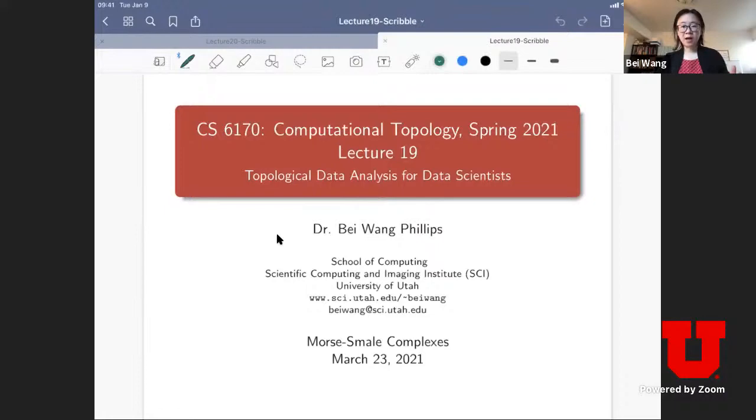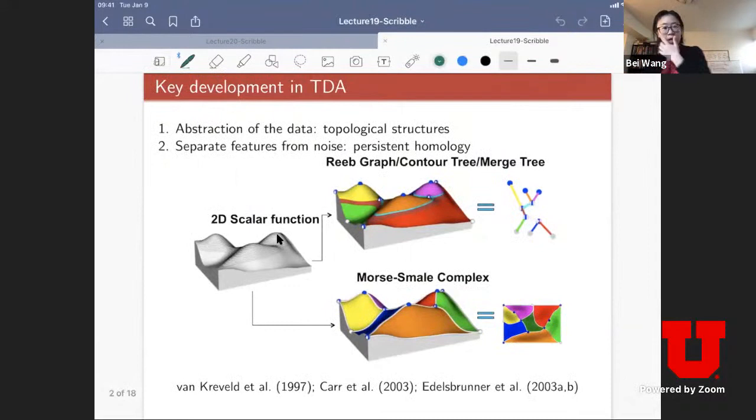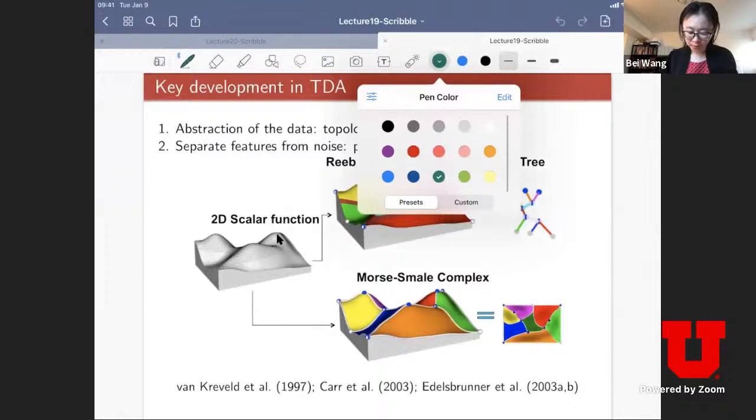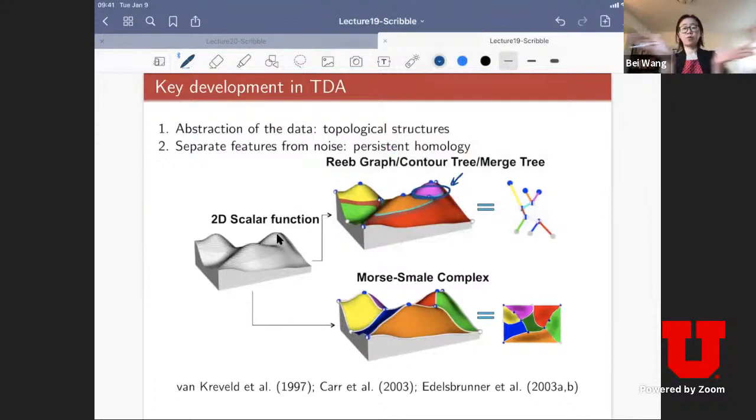Okay, so this is a picture, right? On the top, if you're giving me a scalar function, the Reeb graph, the contour tree, the merge tree we talked about rely on the behavior of the level set or the contours of the function. Then you shrink those contours into points and you get an abstract representation of the scalar field that highlights its critical points. In this case, what I'm showing here is a contour tree, a tree-based structure that connects all the critical points of the domain, which include local maxima, local minima, and saddles.